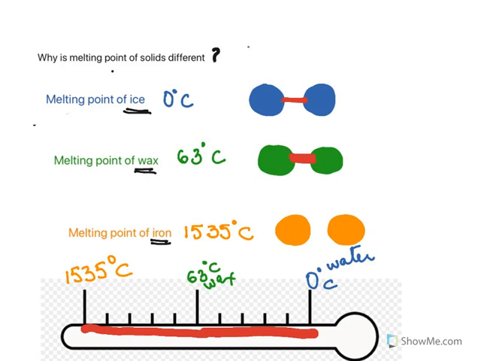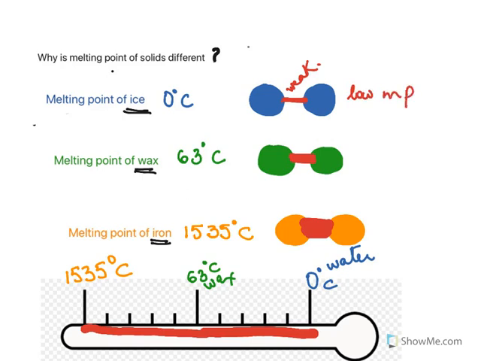requires a high temperature, and the reason must be the force of attraction between the molecules of iron is very strong, so you need to supply a large amount of heat. So solids have different melting points because the force of attraction between their molecules is different. If the force of attraction is weak, like in the case of ice, it will have a low melting point.